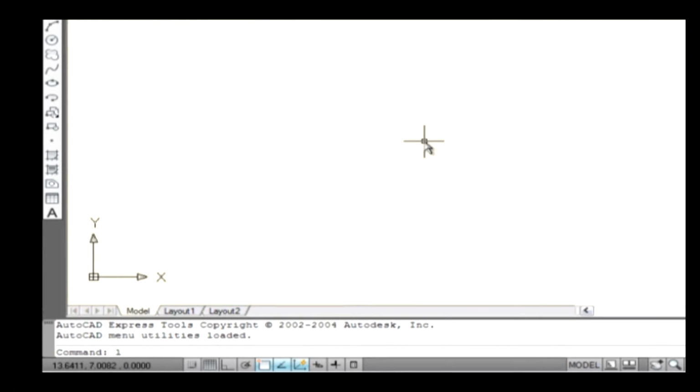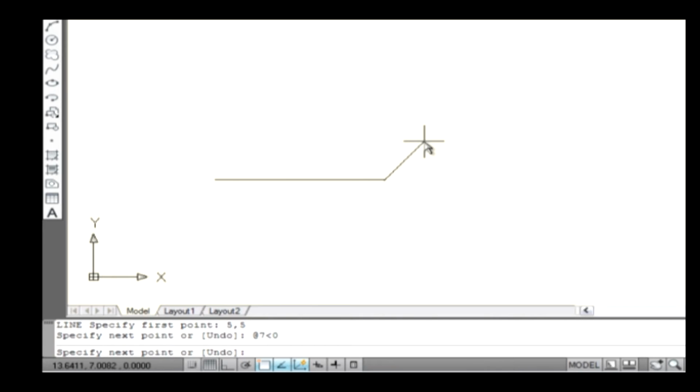Type L on the command line and press Enter. At the Specify First Point prompt, type 5,5 on the command line and press Enter. Now the command line displays: Specify Next Point or Undo. Type @7<0 on the command line and press Enter. Remember that the @ symbol means relative to the last point. AutoCAD draws a line 7 units long at an angle of 0 degrees. Whereas 0 degrees lies in the direction of the positive x-axis and angles are measured in a counterclockwise direction.